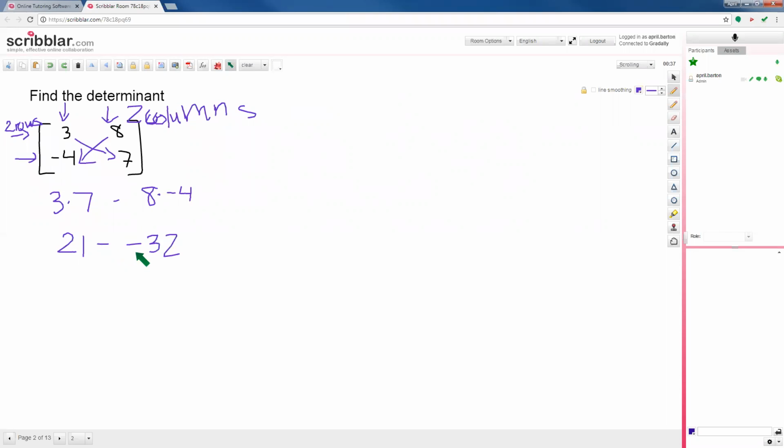So what happens when you have a negative right next to another negative? What do we do? What can that change to? And again, you can unmute yourself to answer, or you can type into the chat box. Add, don't ya? Very good. That actually changes to addition. This will become 21 plus 32. And that's a good thing to know for any of the classes. When you have a negative touching a negative, that's actually the same as addition. So this would become 53. And that's the determinant. That finds the determinant of that matrix.